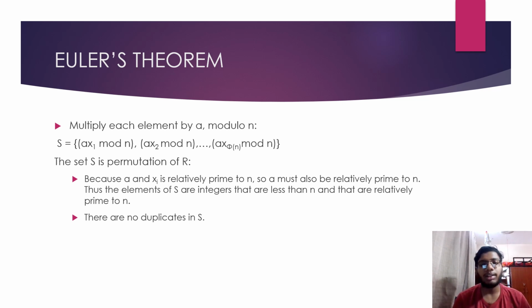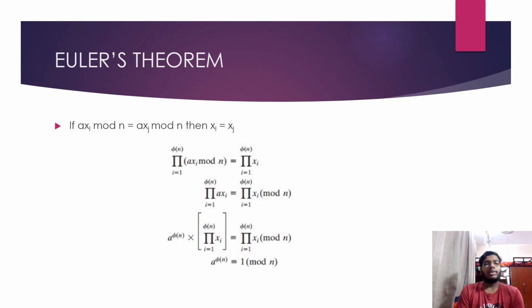This set is a permutation of R by the following line of reasoning. Number 1, because a is relatively prime to n and xi is relatively prime to n, a xi must also be relatively prime to n. Thus, all the members of S are integers that are less than n and that are relatively prime to n. There are no duplicates in S. If a xi mod n is equal to a xj mod n, then xi is equal to xj. So, therefore, the following equations can be deduced, which are as given here.